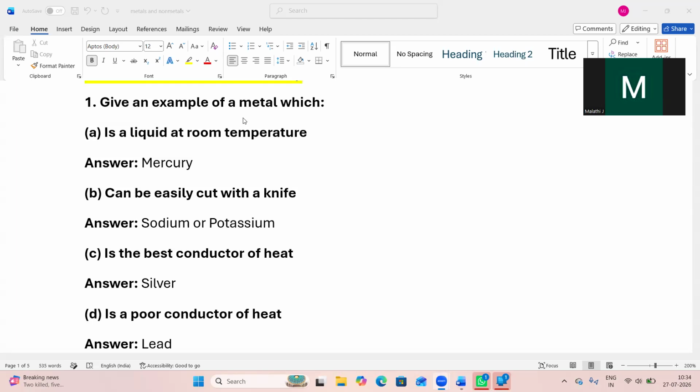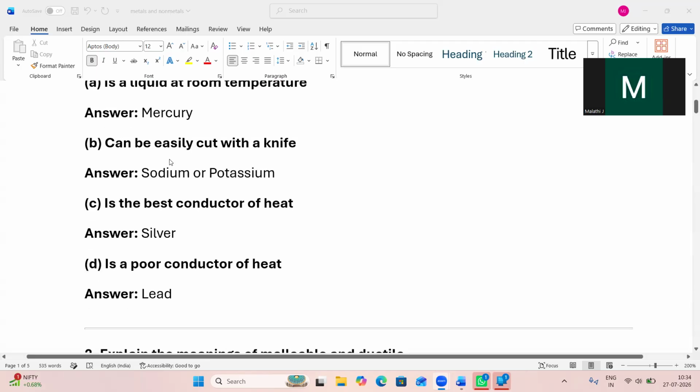Give an example of a metal which is a liquid at room temperature. We discussed this in the first class, physical properties. Mercury is a liquid at room temperature. So mercury is a metal, but at room temperature it is a liquid. So all the metals are solids except mercury. Then which metal can be easily cut with a knife?